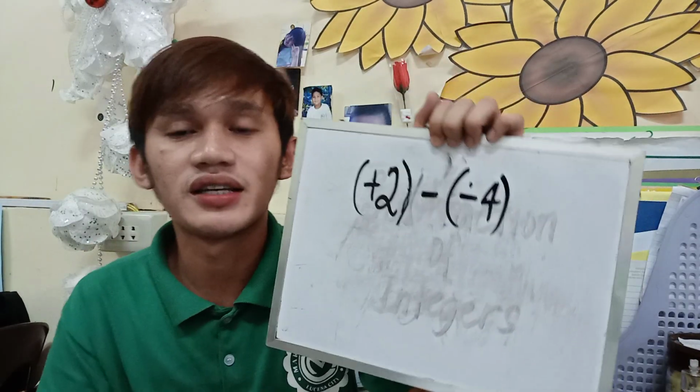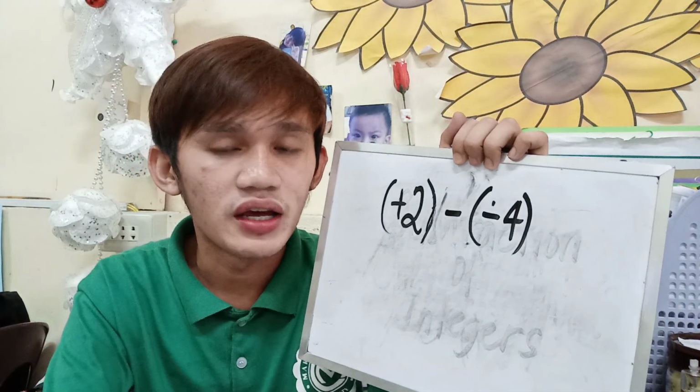For the first example, I will not erase the definition that is written on this whiteboard so that I can show you the definition from time to time after this example. So for example, we have positive 2 minus negative 4. We will start with the first example, which is positive 2 minus negative 4.